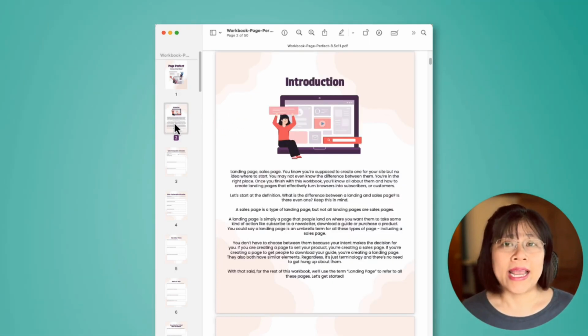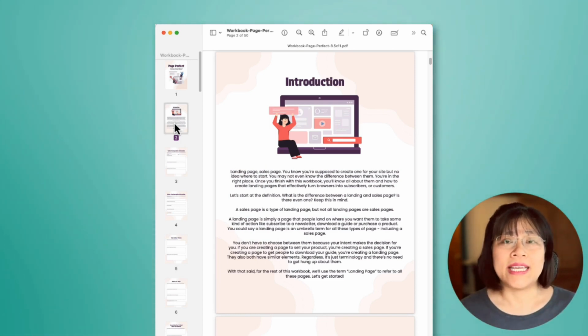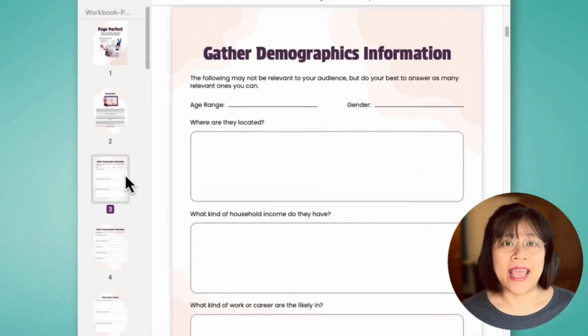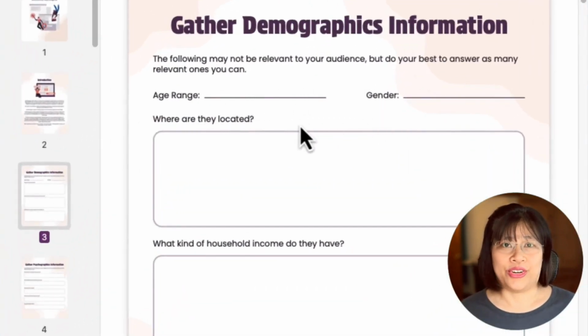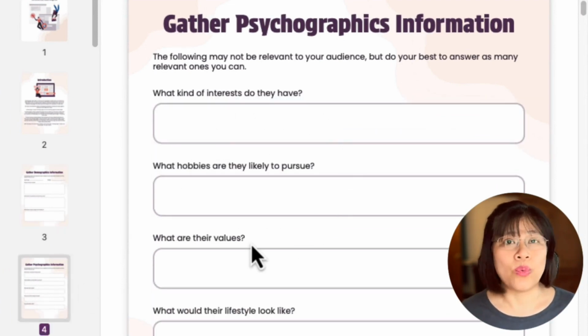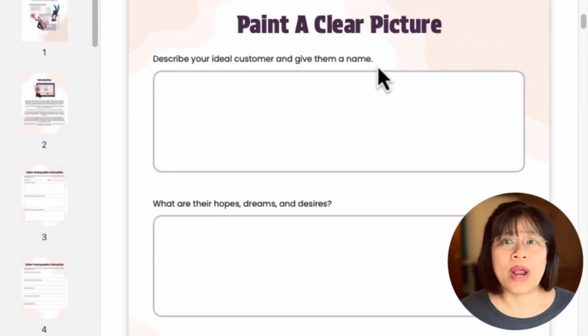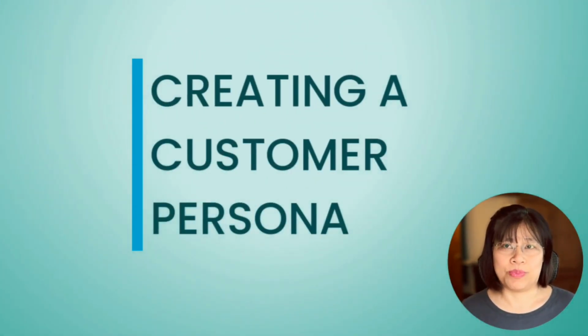First up, I need to pull some content from the workbook that I can use in the infographic. And right away, I can spot the key content and the direction we should take. The questions on these pages: age range, gender, where are they located? What interests do they have? What are their values? Describe your ideal customer and give them a name. These are all about creating a persona for your customer.